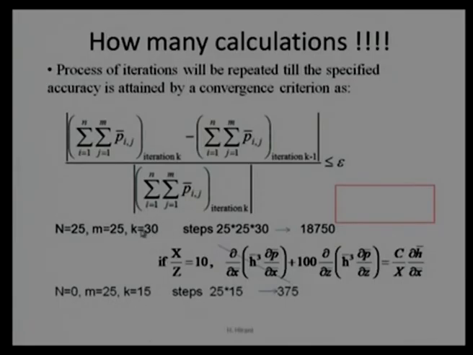Iterations may turn out to be only 15 instead of 30 for a final solution. If we do that, 25 into 15 turns out to be 375, which means we are going to get a benefit of 50 times when we are using some logic. We say this second term is very much dominated compared to first term. First term can be neglected and second term only can be considered. That will give better results, not better results, faster results to us.